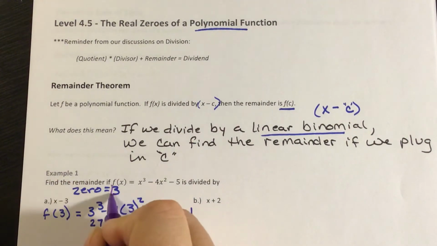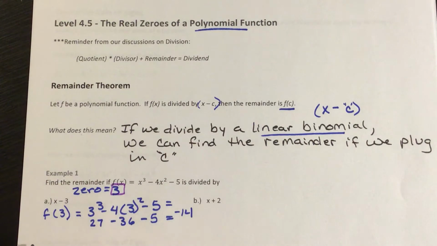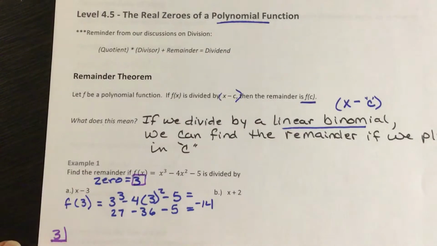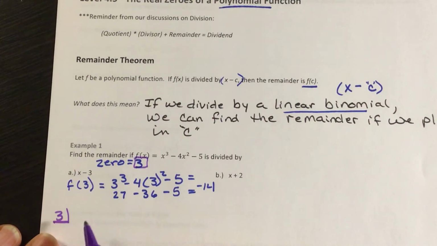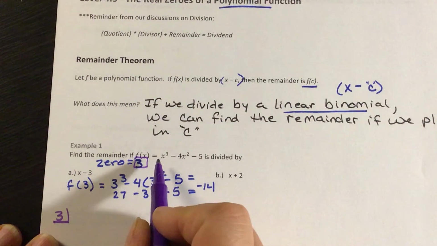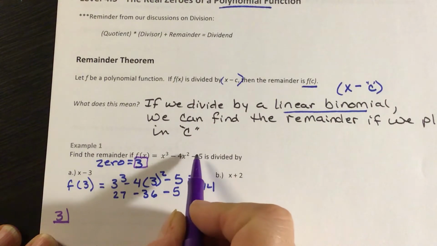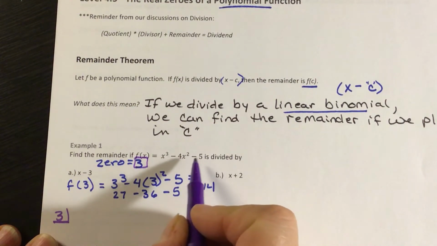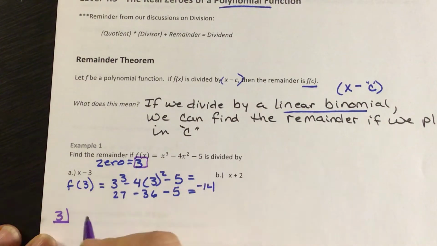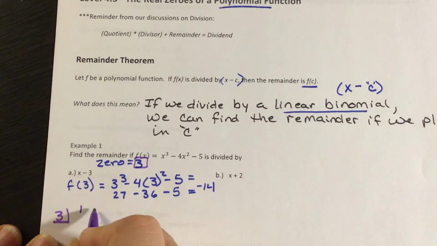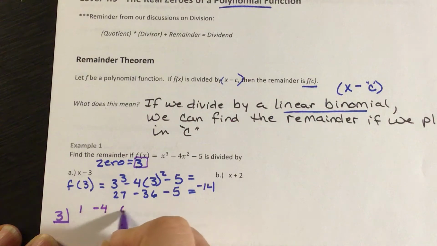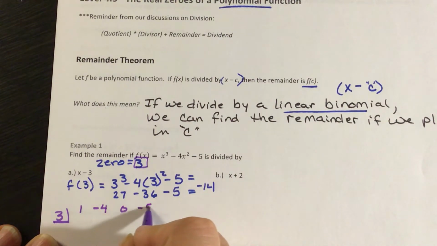So let's look at what we were just doing with synthetic division. Now my 0 we already said was 3. If I take 3 and use that as my number in synthetic division, my coefficients here: I have a third power, second power, I'm missing a first power, so I'm going to have to hold the place with a 0, and a minus 5. So I have 1, negative 4, 0, negative 5.